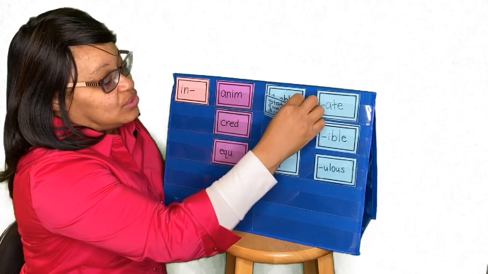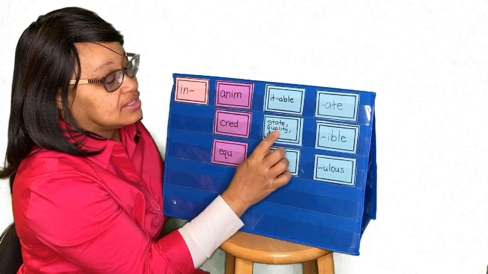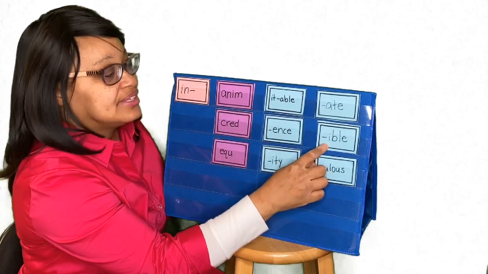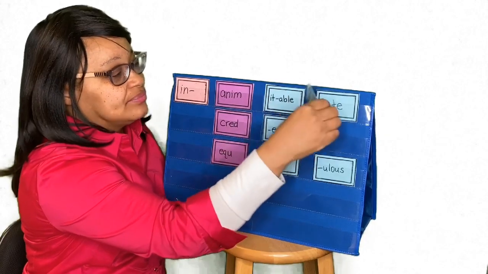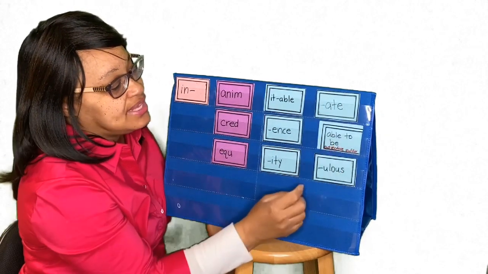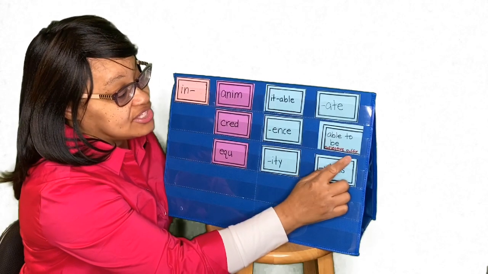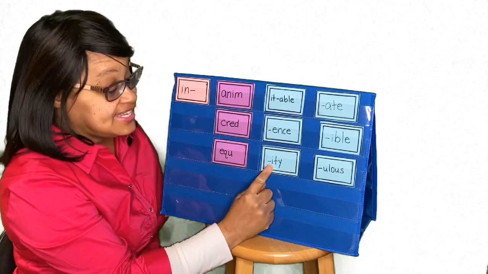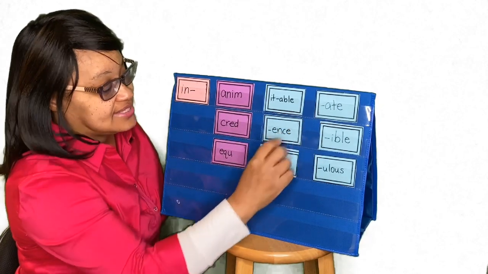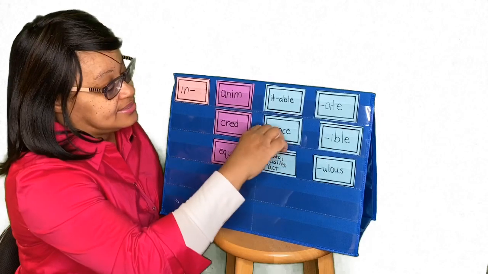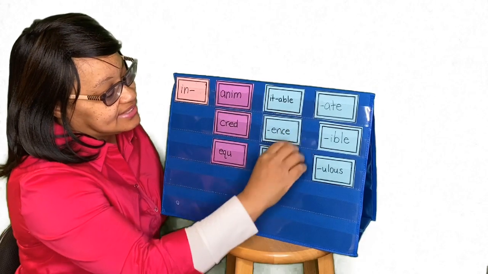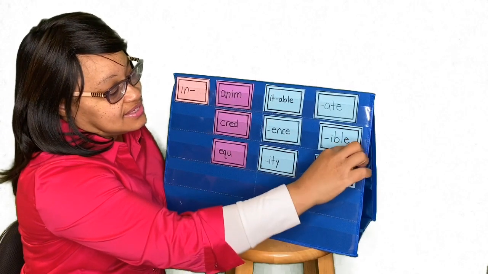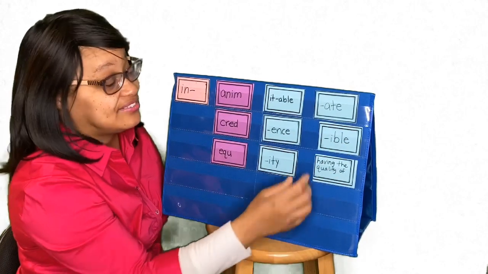Ence, which is the state, quality, or act. Able, kind of like able, and that is able to be. In this case, it is an adjective suffix. Then we have ity, which is state, quality, or act. And finally, we have ous, having the quality of.